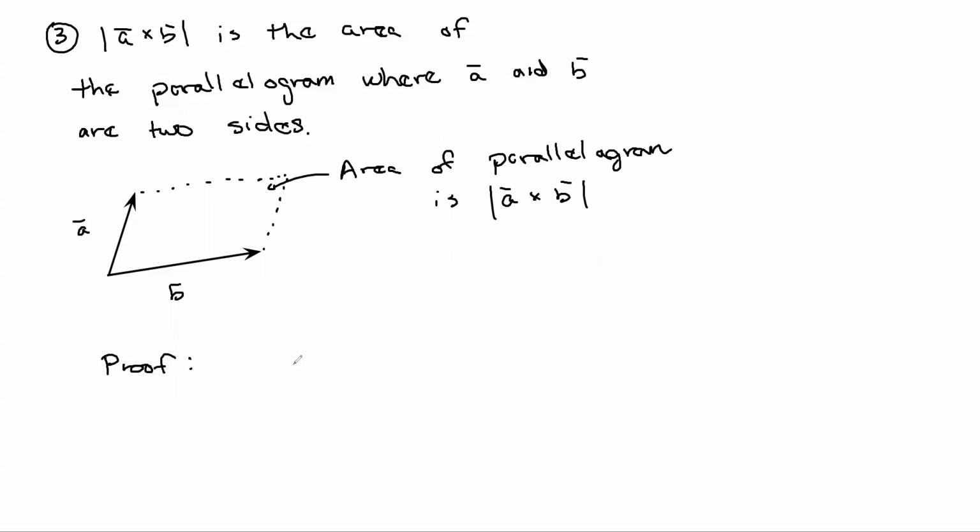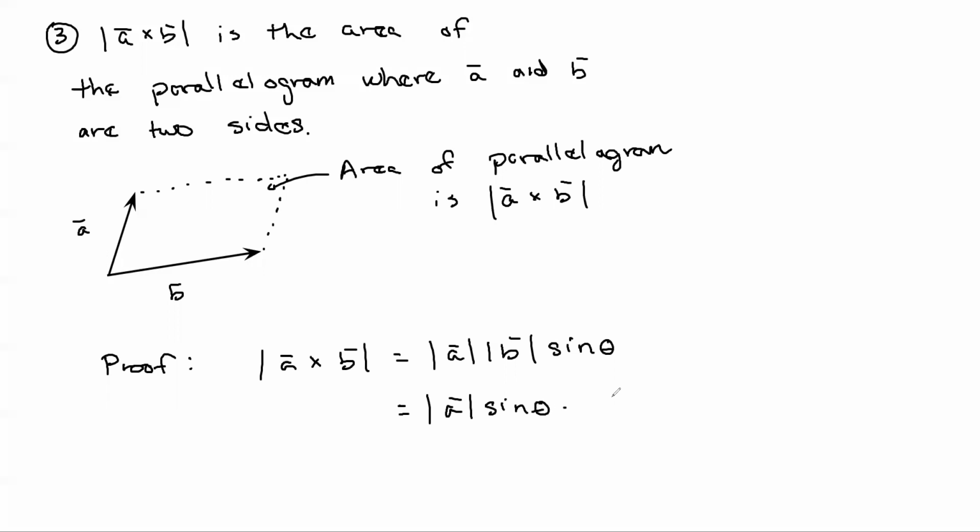All right, so to prove that, you start off with the length of A cross B, and then we're going to use definition 1. We can rewrite this into length of A, length of B, sine theta. And then we can split these apart. This is length A sine theta times length B. And then what is length A sine theta?